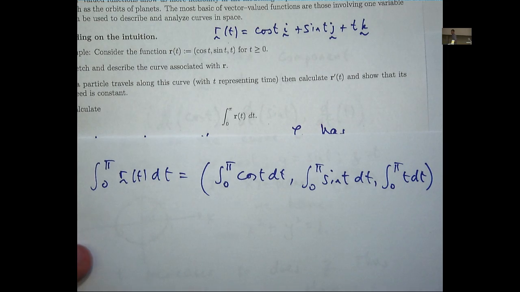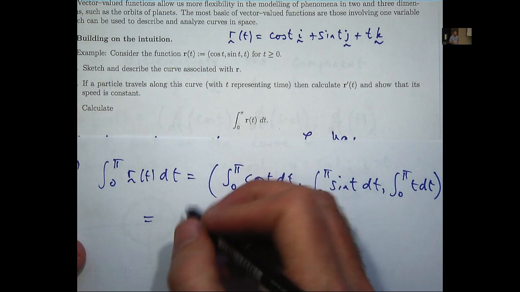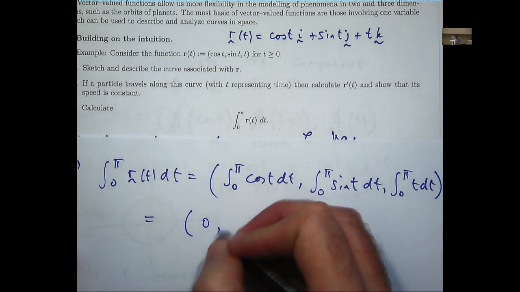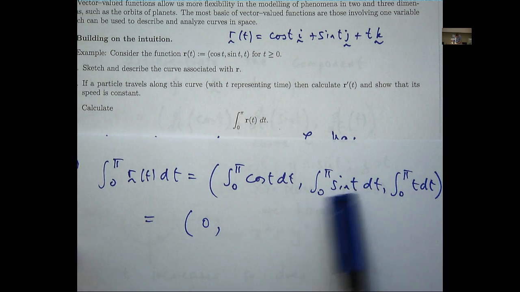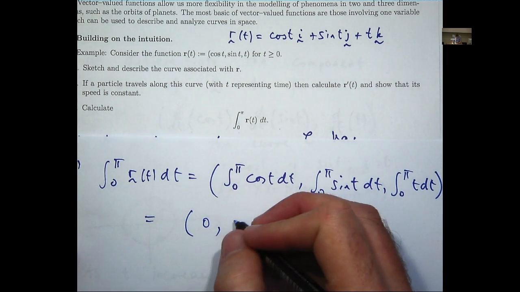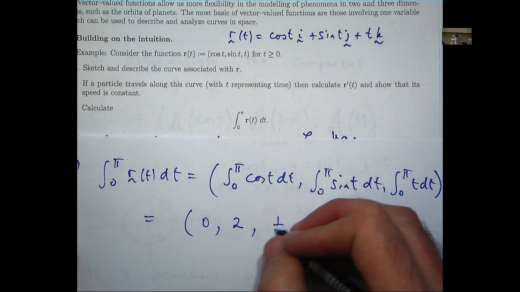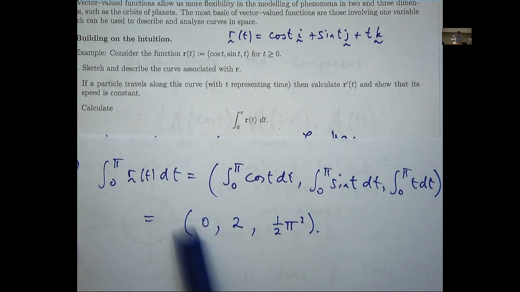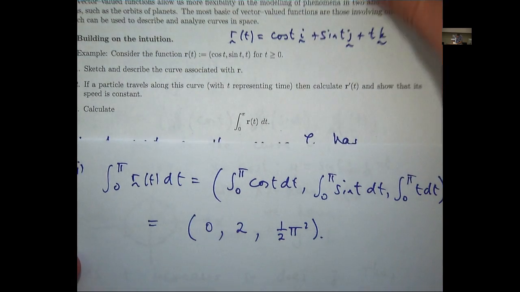Okay, so when I integrate cosine t, the areas are going to cancel each other out, so actually this first component is going to be 0. When I integrate sine t, you integrate and get negative cosine t, and I'm going to get 2. And when I integrate t, I'm going to get half t squared. When I plug in these values, I'm going to get a half pi squared. Notice my answer is a vector here. Okay, not a real number, a vector.